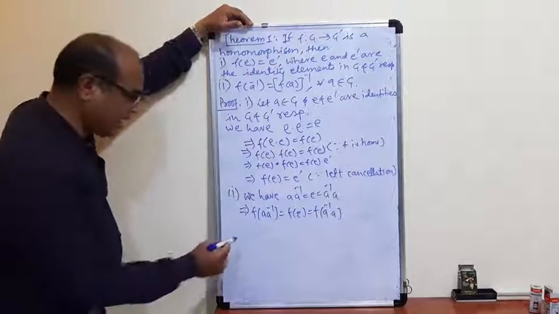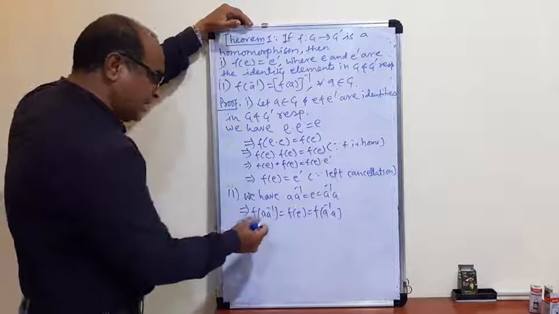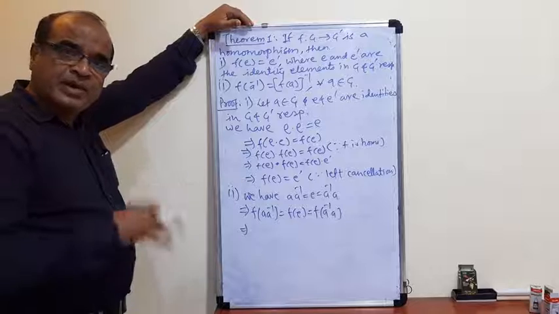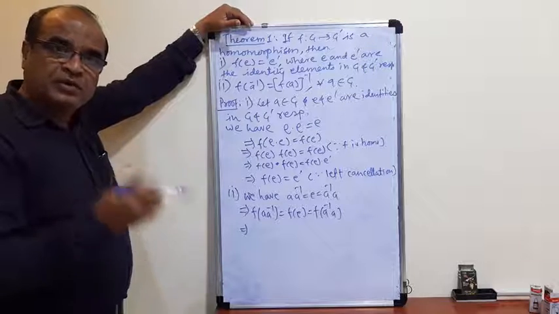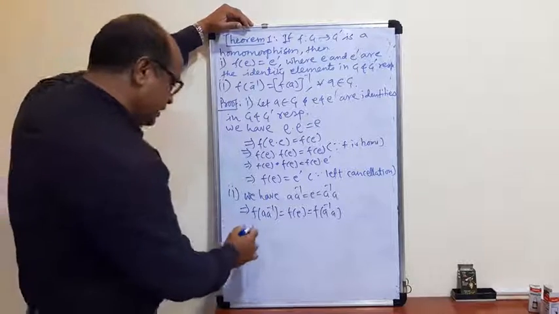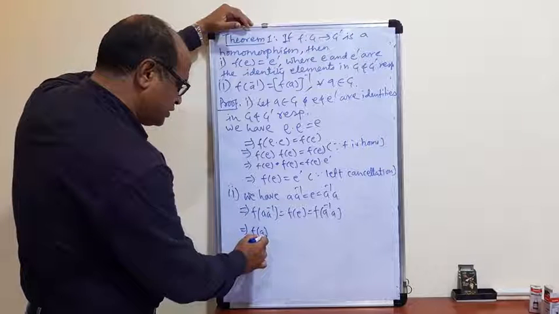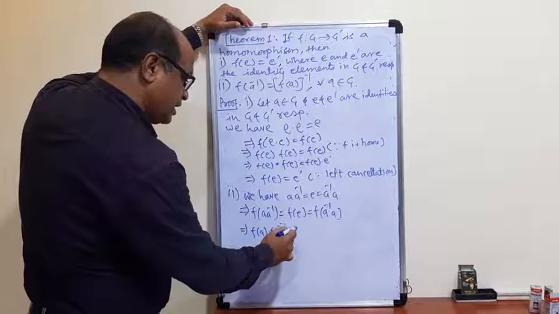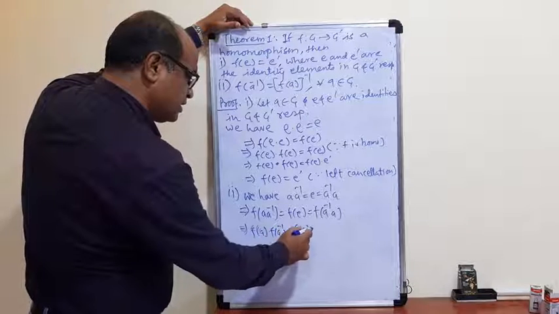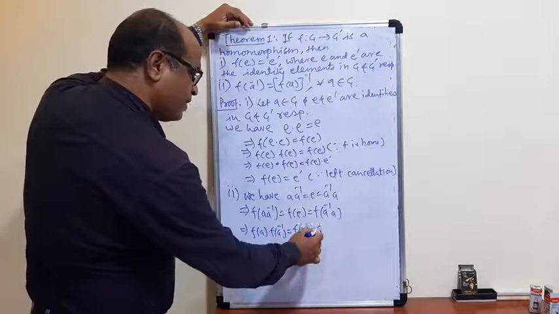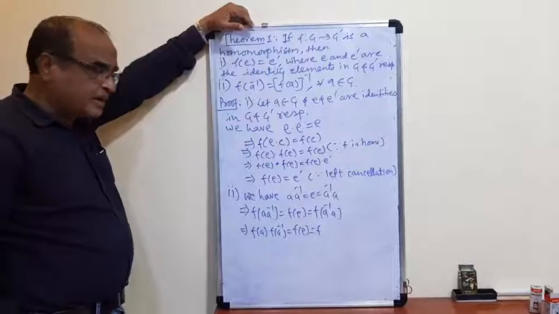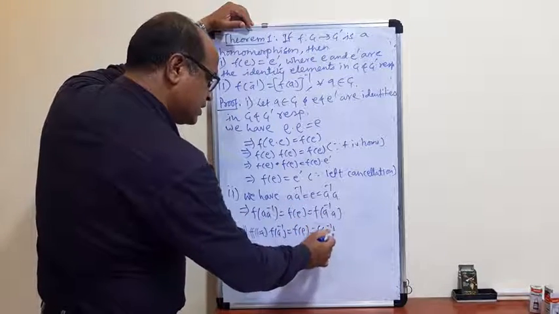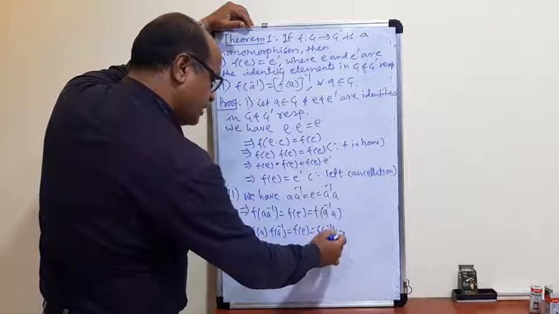Then, since f is a homomorphism, what is the definition of homomorphism? f of ab is equal to f of a into f of b. So this can be written as f of a into f of a inverse is equal to f of e, is equal to f of a inverse into f of a.